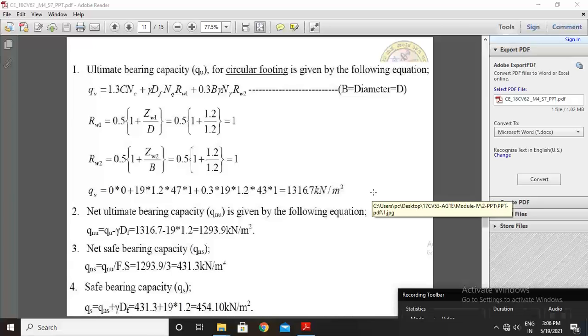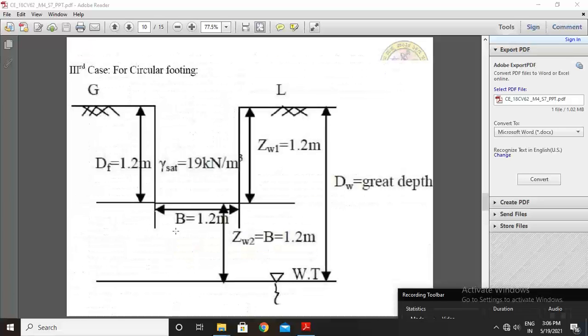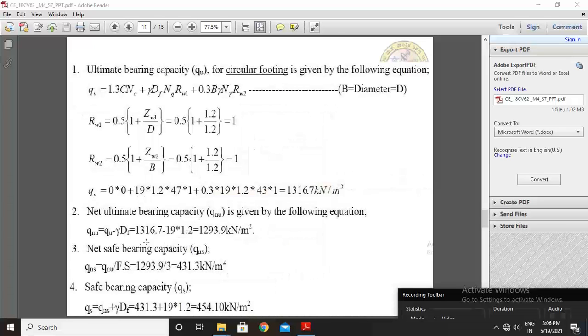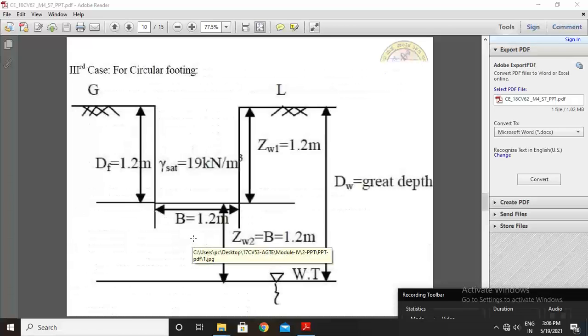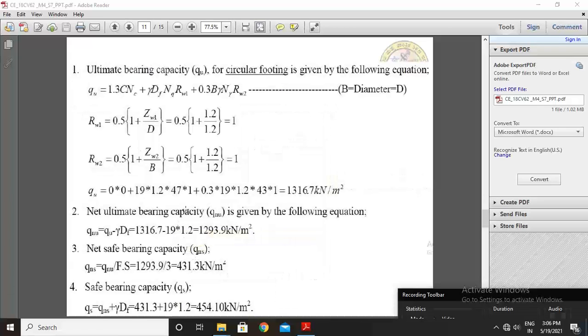Next step, calculate the net ultimate bearing capacity, given by QNU equal to QU minus gamma into Df. Substituting the values: QU is 1316.7 minus gamma 19 into Df 1.2, the depth of the footing. Solving this equation, we get 1293.9 kilonewton per meter square. This is the net ultimate bearing capacity.